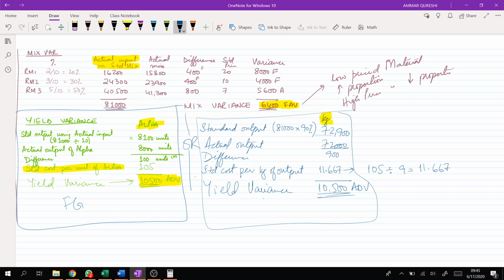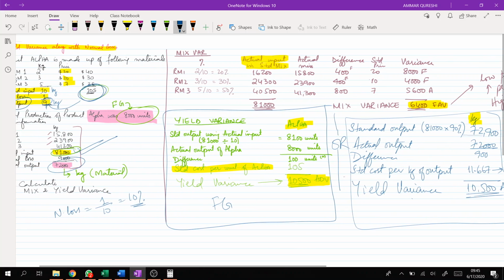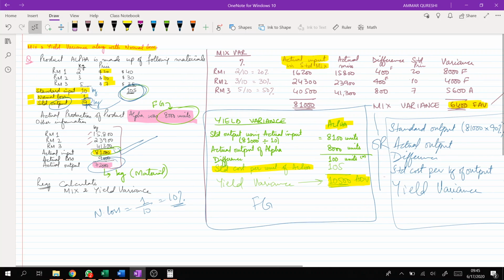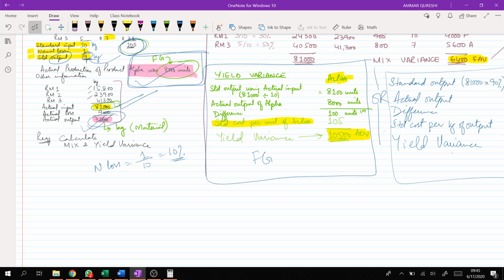So is it necessary to remember both? Yes. Why? Because sometimes the examiner will give you this output, and there are questions when the examiner will not give you this information. The examiner will only give you this information, so you must remember both, right? Acha, what will be the mix variance in this case? What will be the usage variance?